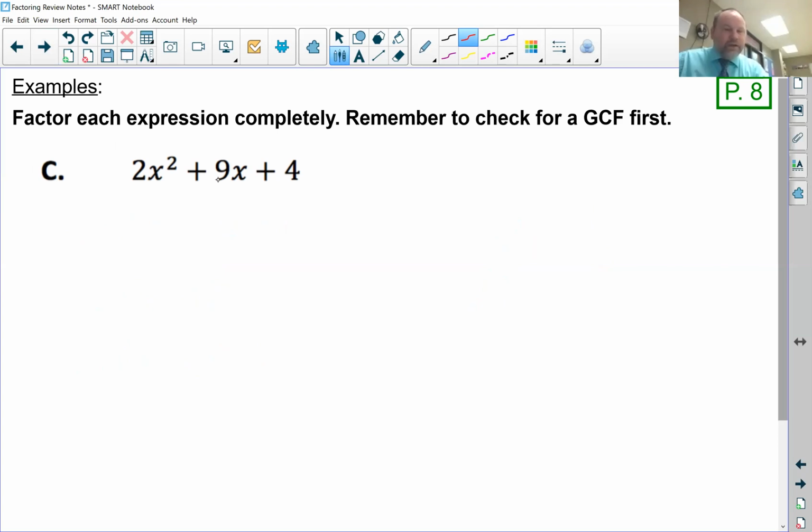Because I don't have a greatest common factor, I can go right to the slide method. Take the 2, slide it across, multiply by 4. X squared plus 9x plus 8. Continue with the X method.